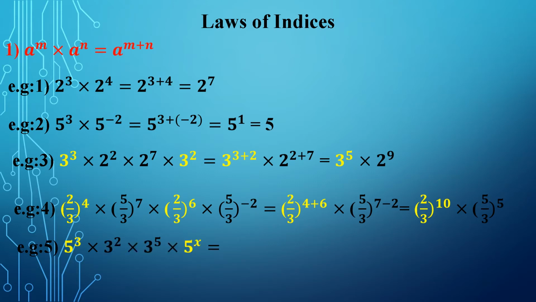Let us see one more example, the last one. Here again, similarly, I have distinguished yellow and black with the same base. 5 raised to 3 into 5 raised to x is yellow, which will give us 5 raised to 3 plus x. And similarly, the one in black, 3 raised to 2 into 3 raised to 5, will give us 3 raised to 2 plus 5. Hence, the final answer will be 5 raised to 3 plus x into 3 raised to 7.